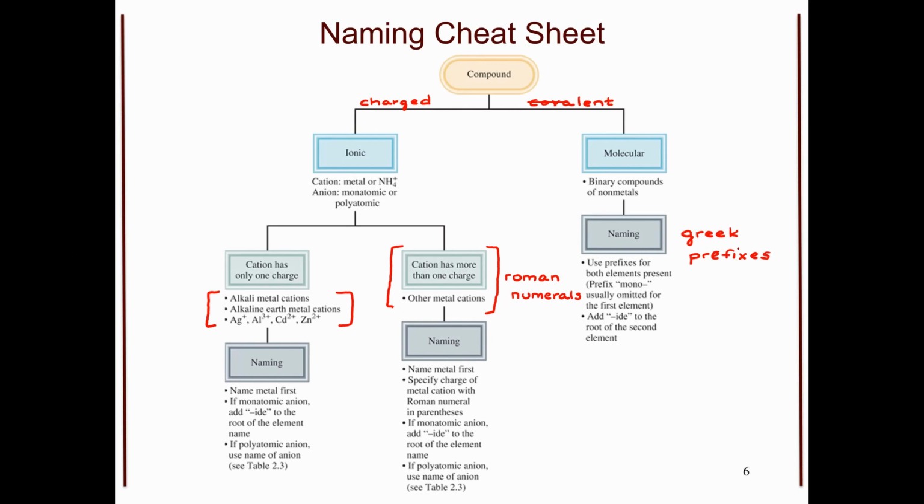In the next video, you're actually going to see the hardest naming of compounds, and that is going to be our acids and our binary acids, historically coming from our polyatomic ions.